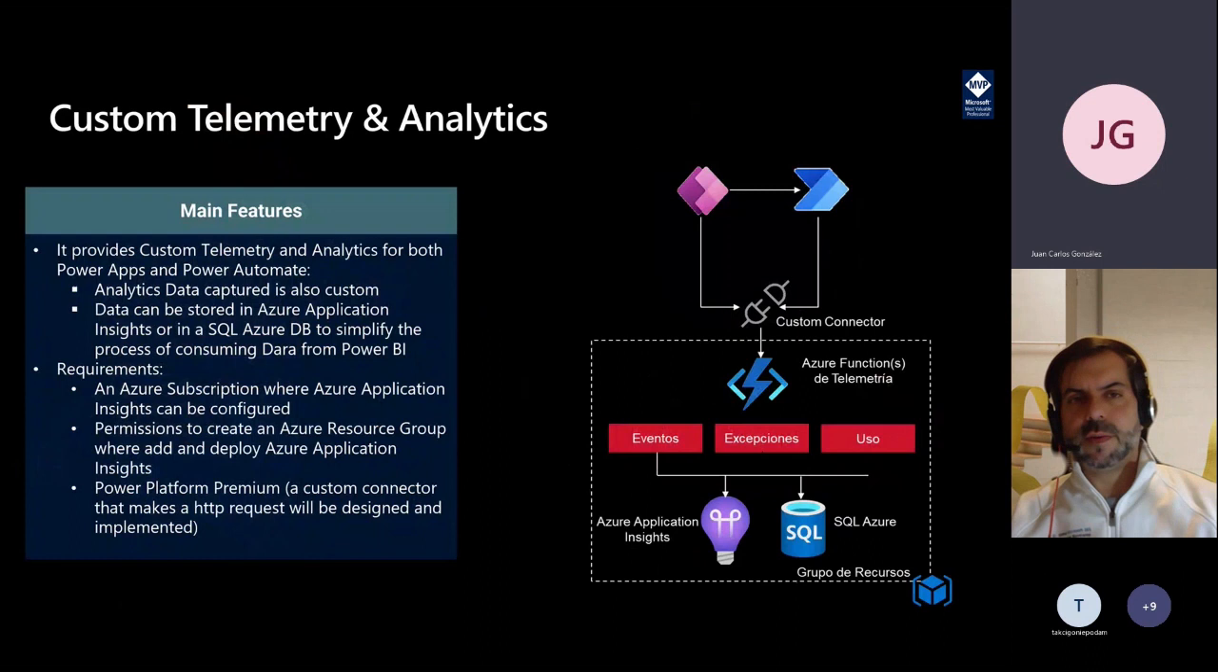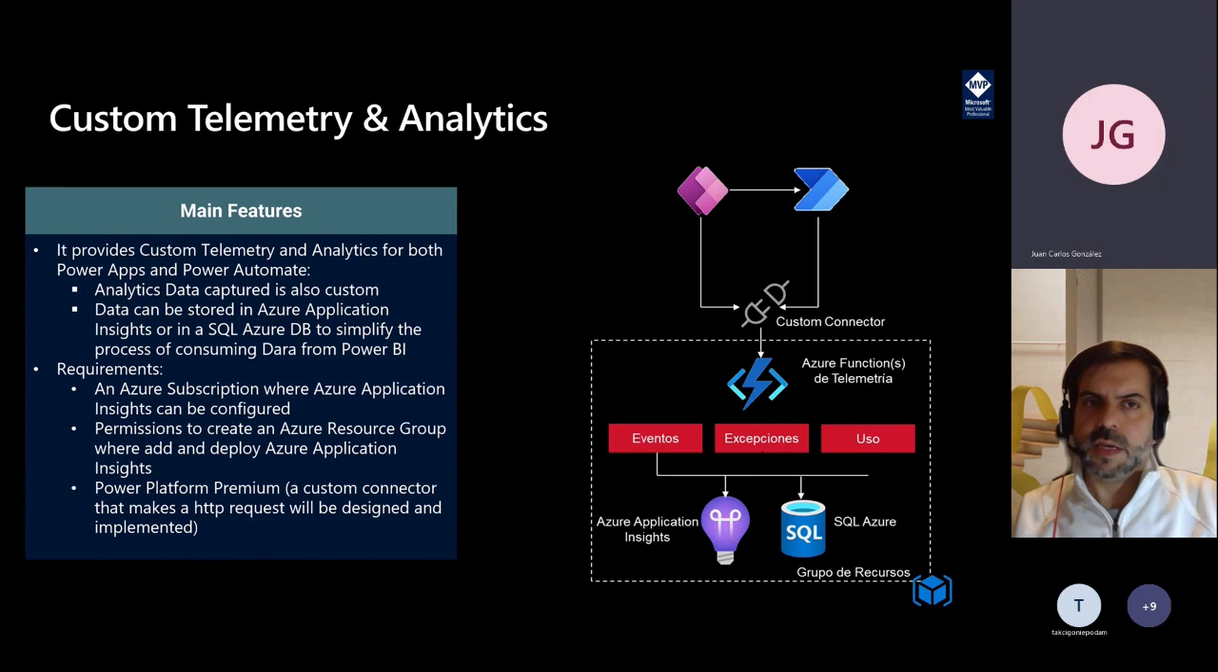So what about custom telemetry? What can you do? Well, this is a kind of architecture. Actually, this comes from Todd Baginski, who is also a Microsoft MVP, a business apps MVP. I saw a video of him about this architecture and I said, okay, this is actually very, very cool. As you can see, you can build your custom telemetry analytics with a custom connector. That's why I say you can use this in your Power Apps and Power Automate flows. And the good thing is that using a custom connector, you can get your custom telemetry data and store it where you want. It can be SQL Azure, it can be Azure Application Insights. Sorry for my Spanish, but as you can see here, I'm capturing custom events, exceptions, or usage data.